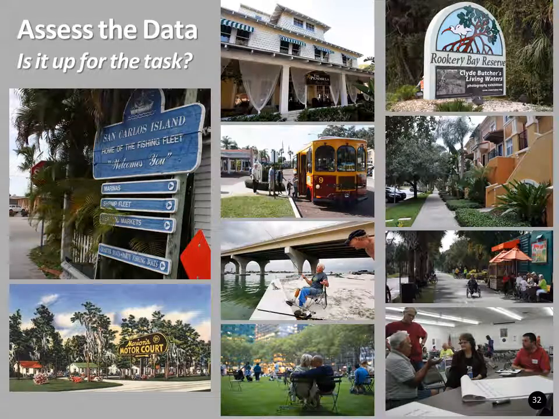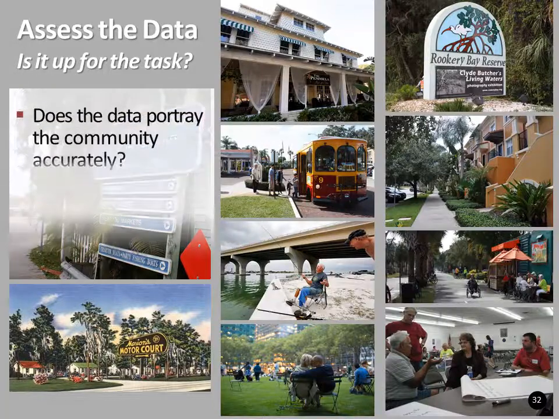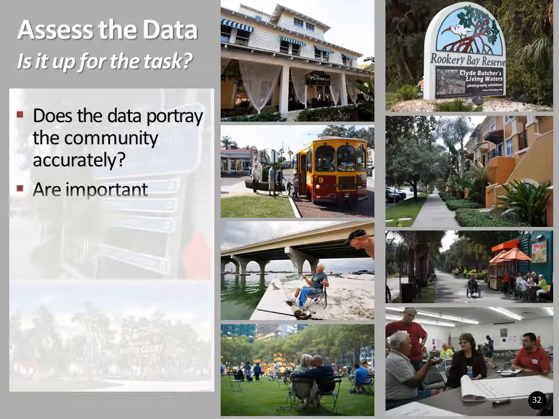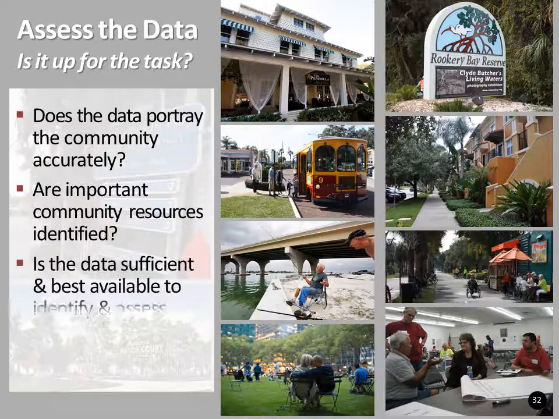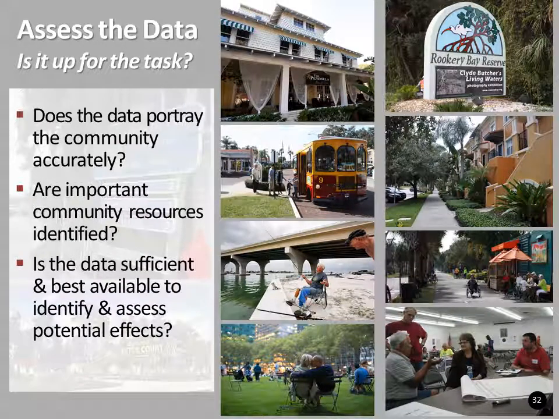Once you have collected all of the information you determined is needed for the SCE evaluation, the next task is to assess it for its ability to accurately portray the community, identify all important community resources, and inform the identification and assessment of potential effects for each SCE issue. If you have any reservations about the accuracy of the information, you'll want to resolve those issues before moving to step 4 of the evaluation.